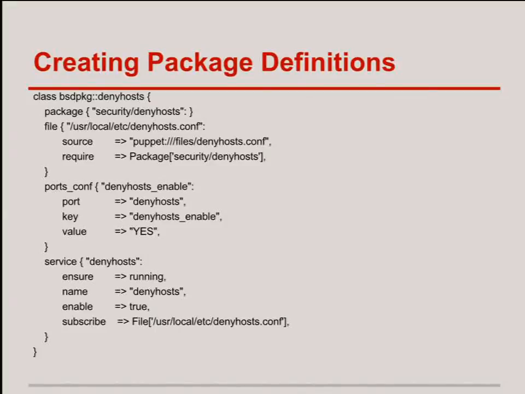So it won't install this .conf file until the port has already been installed. And then we use our ports.conf macro, and we enable denyhosts in rc.conf so it'll start up. And then we define the service, and we say ensure that denyhosts is running. So every time the Puppet agent checks in, which is by default every 30 minutes, it double checks that denyhosts is running. Or as soon as it installs it, it starts it for us.